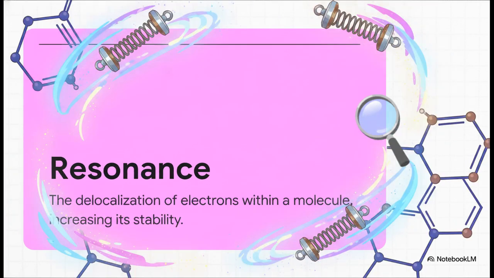Another fascinating concept here is resonance. In some organic molecules, the electrons aren't just stuck in one place between two atoms. Instead, they're delocalized, meaning they kind of smear out and shift back and forth across the molecule. You can think of resonance as a molecular shock absorber. By spreading out that electron density over multiple bonds, the entire molecule becomes significantly more stable and resilient.